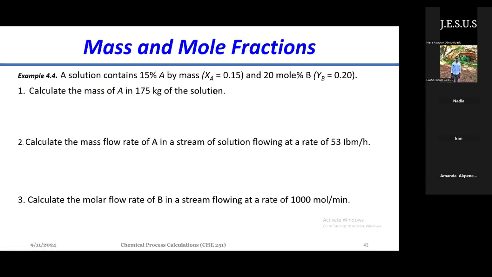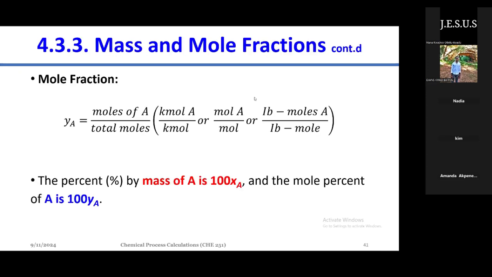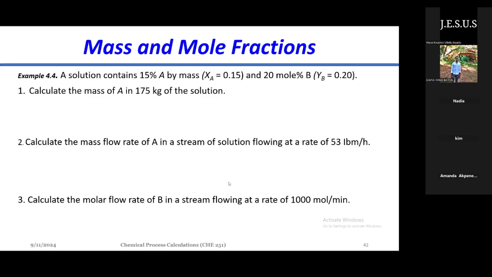A solution contains 15% A by mass and 20 more percent B. So we are just looking at the first part of the question. 15% A by mass. What we've been given here is mass percent. And we said mass percent is equal to 100 times your mass fraction. So if you want to find your mass fraction, you just have to divide your mass percent by 100. Then you get your mass fraction as 0.15. But I was trying to explain what that 15% means. It means that when you take 100 grams of the mixture, the whole idea of mass fraction and mole fraction is that we have a mixture, but the mixture consists of components A, B, and other components.